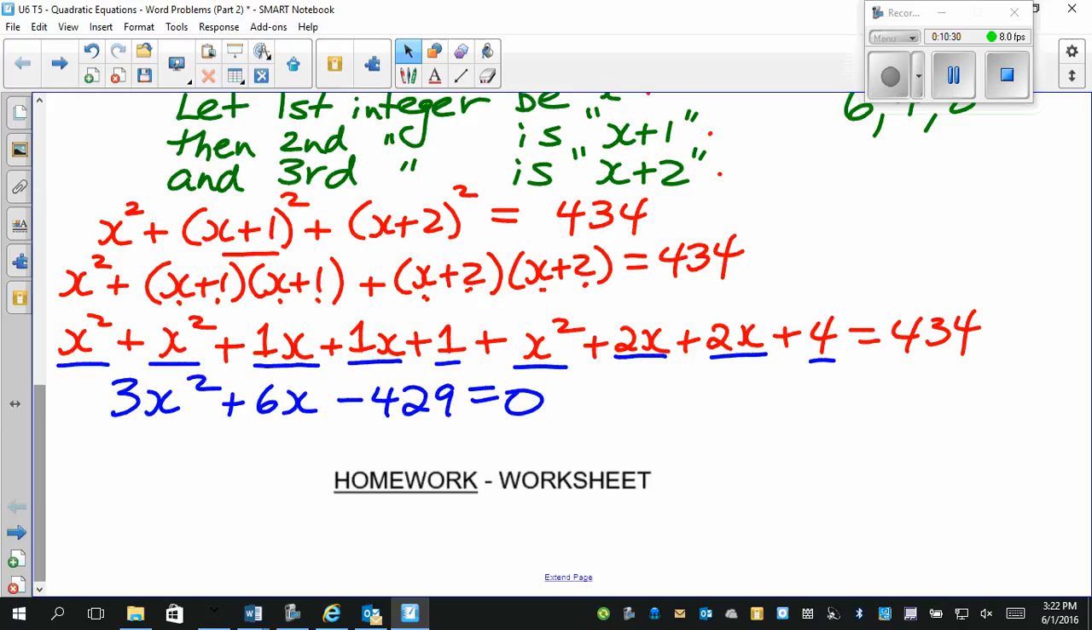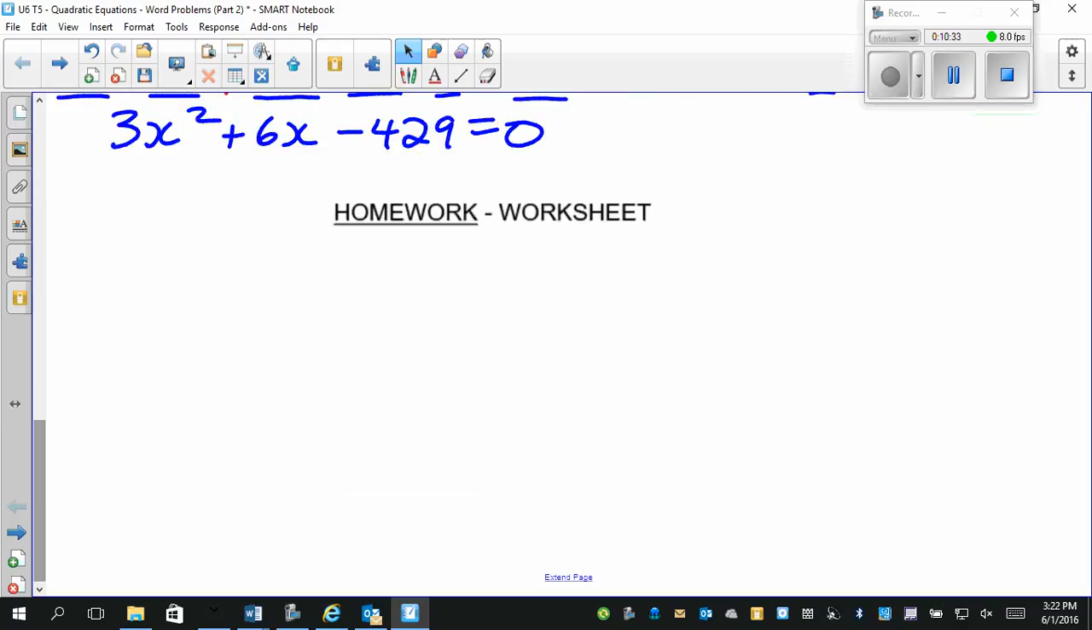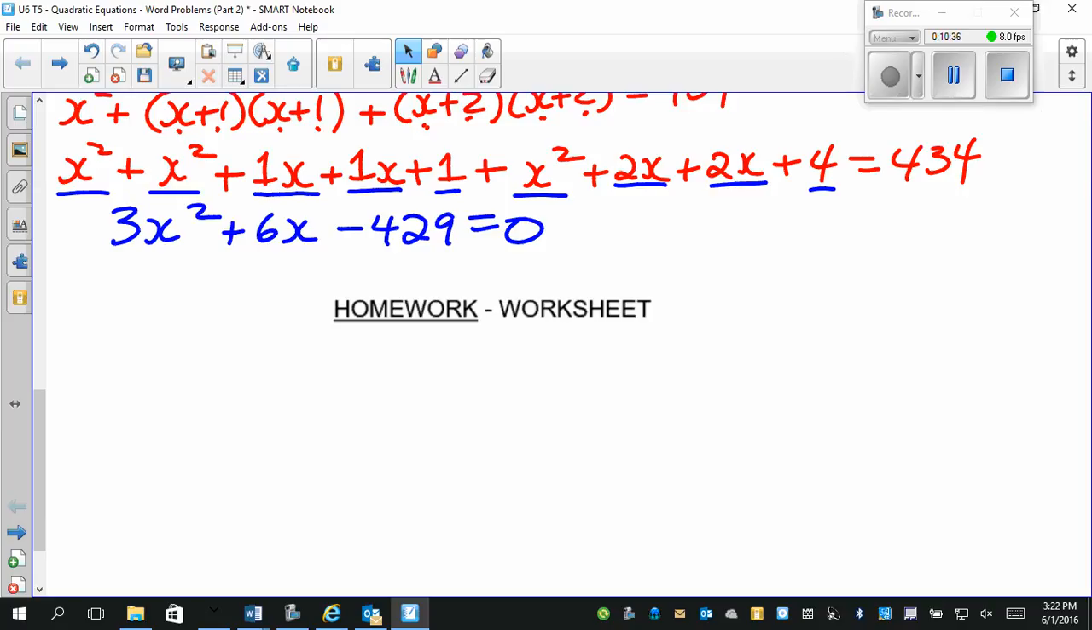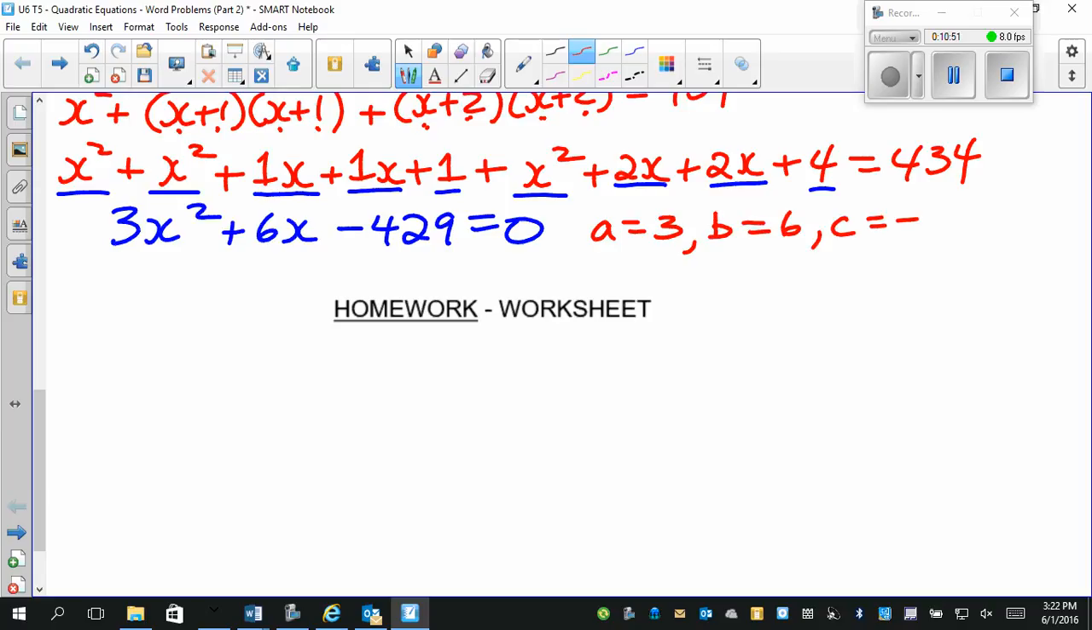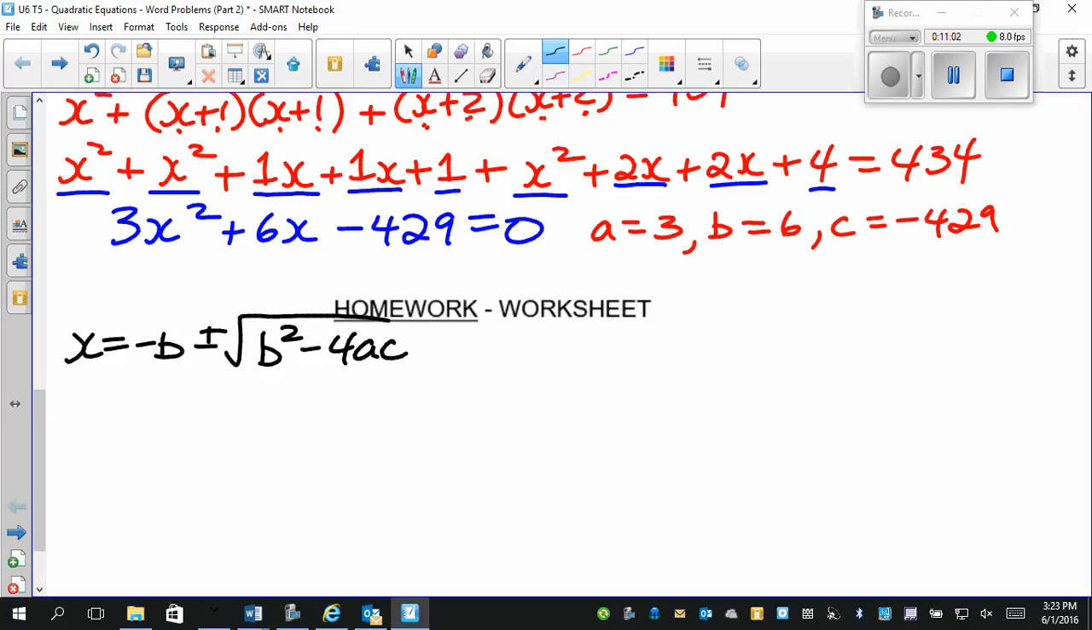Okay, so I'm going to have to extend things a little bit here. Hopefully you can squeeze it. You're working on one side or the other. So for here, let me make a list of what I got here. So I've got A equals 3, B equals 6, and C equals negative 429. So I'll write down my formula. All right, and then we will fill in our numbers.